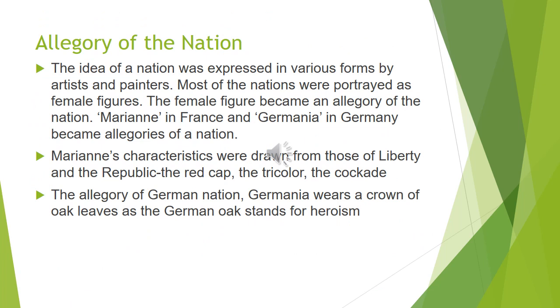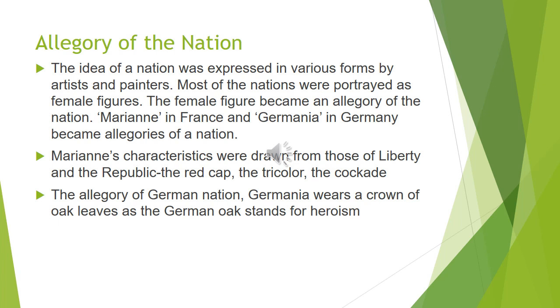Artists in the 18th and 19th century gave a face to the nation by personifying it. Most of the nations were portrayed as female figures, and this is known as allegory. So, allegory actually means when an abstract idea, for example, greed, envy, freedom, or liberty, is expressed through a person or a thing. The female figure became an allegory of the nation. For example, Marianne in France and Germania in Germany became allegories of their respective nations.